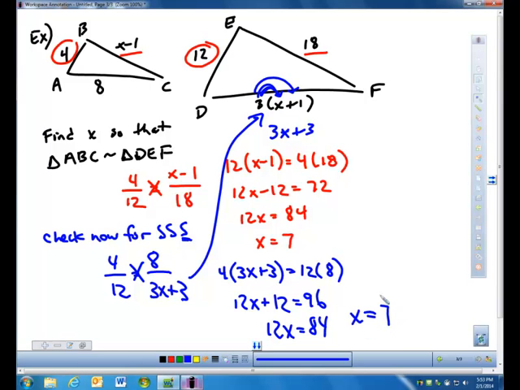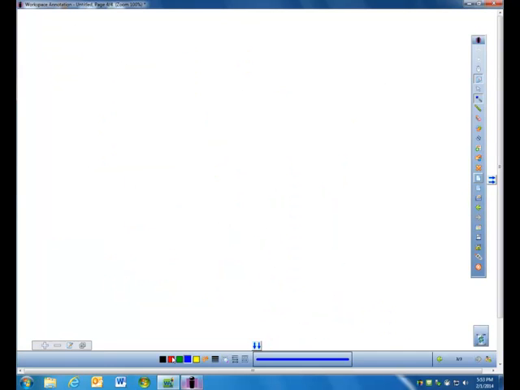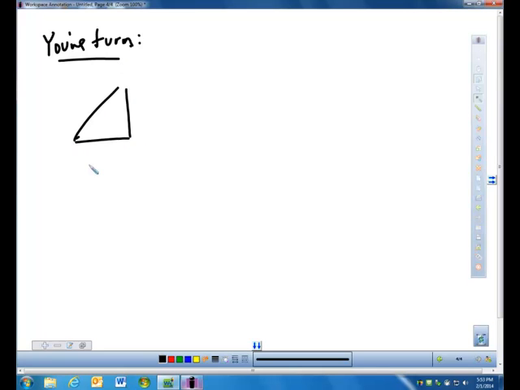Alright, so what I'm going to do right now is I'm going to put a very similar problem up here on the board. Once I do that, I'd like you to push pause on the computer and work on this problem. Try to figure it out first. And when you're done, you can push play, and I'll show you just a brief solution to what we're going to do with that.